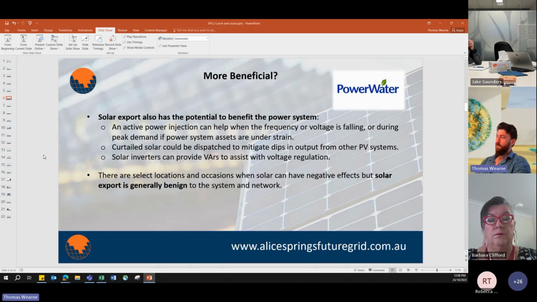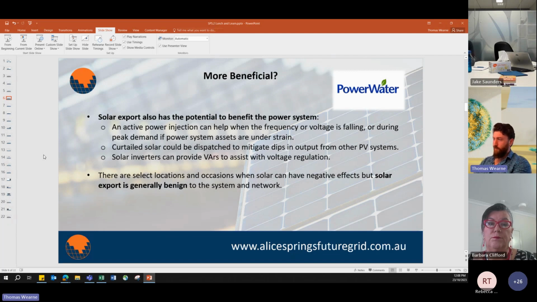Curtailed solar could be dispatched to mitigate dips in output from other PV systems. So a cloud comes over on one side of town, and all of the constrained solar on the other side of town could be told, you can increase your output, and we would attempt to regulate the PV as a whole using constrained solar to fill in the gaps.